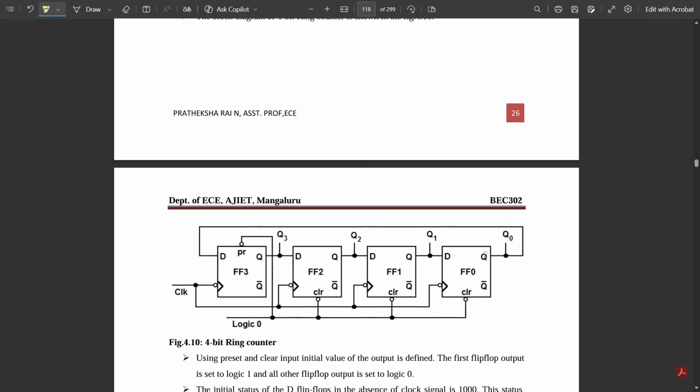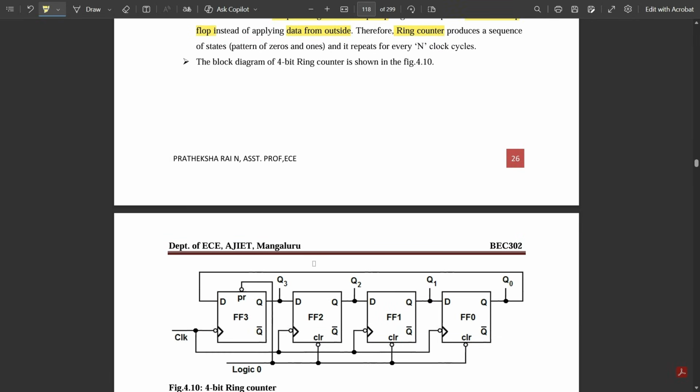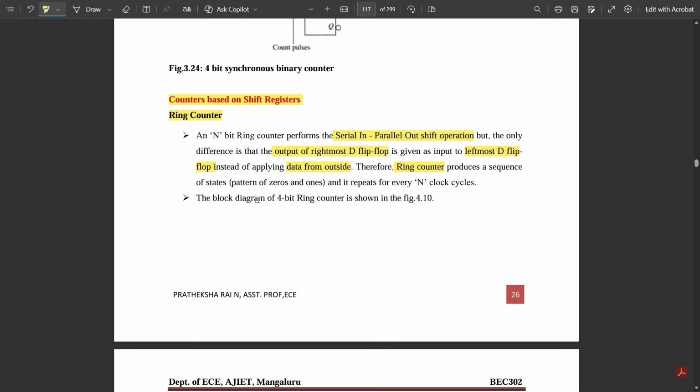Whatever the final output is, that is fed back to the first flip flop in order to continue the sequence continuously. It won't have any end here. It is a continuous process. Therefore, as the name suggests, it is a ring counter. It is in a loop, going on in a ring. It produces a sequence of states with patterns of zeros and ones, and it repeats every n clock cycles.